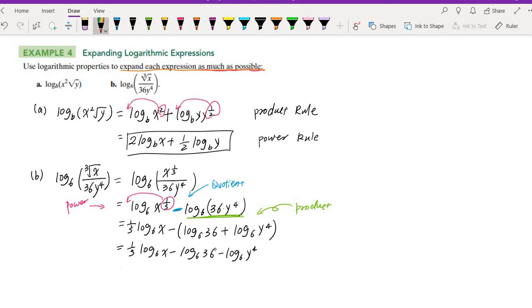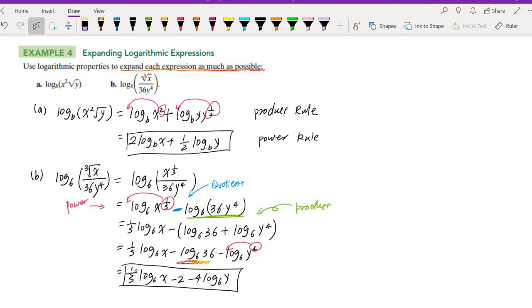So now we look, can we simplify further? This piece right here, 6 to what power gives you 36, which is a 2. So I can simplify this as 1/3 log base 6 x minus 2 minus, remember you have to expand it as much as possible, so we have a power right there. So we're going to bring this 4 to the front. That will be log base 6 and then y. So that is my final answer.